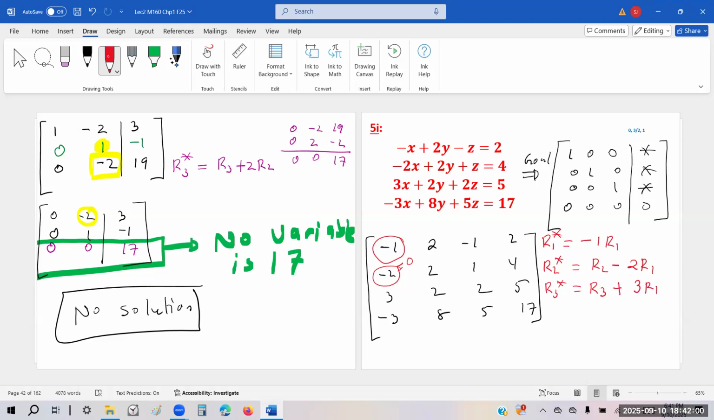Couldn't you add row 3 and 4? We could do that also. For row 4, we can simply add these two. Row 4 is current row 4 plus the row 3. If you add these two, we get 0.